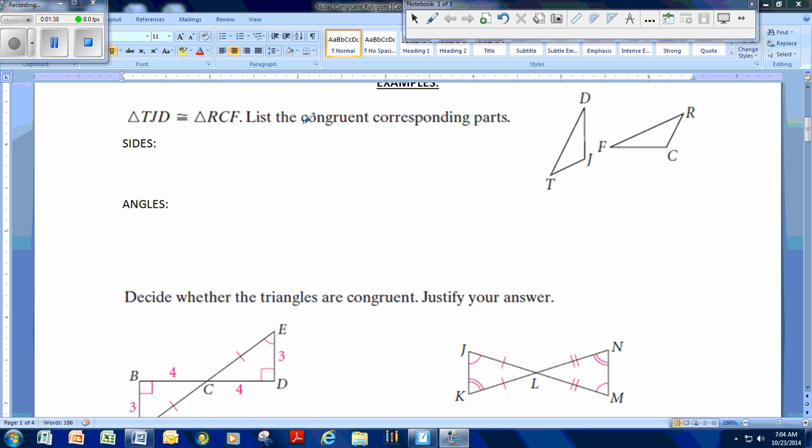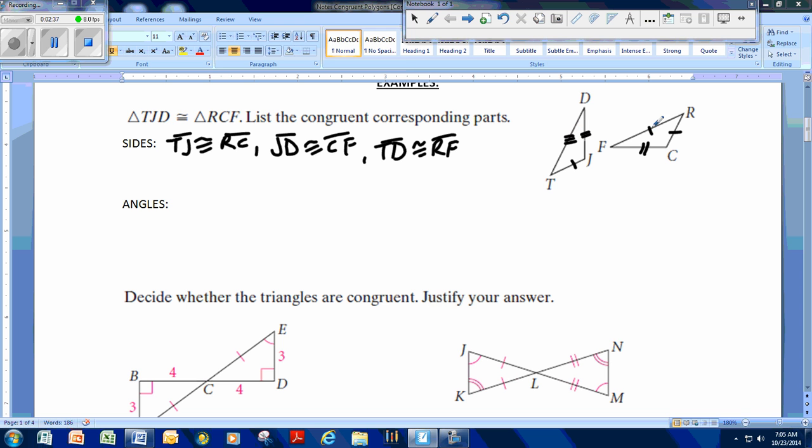Now what we're going to do is list congruent corresponding parts with congruent shapes. So here we have triangle TJD congruent to triangle RCF. We're going to list the matching sides. I can do this two ways: I can look at the diagram, or I can read the name because each point is in order. TJ would be congruent with the first two letters of the second triangle, RC. Next, JD is congruent to CF. And last, TD congruent to RF. So we can tick mark those. Those are the sides.